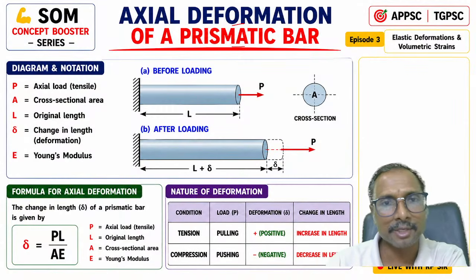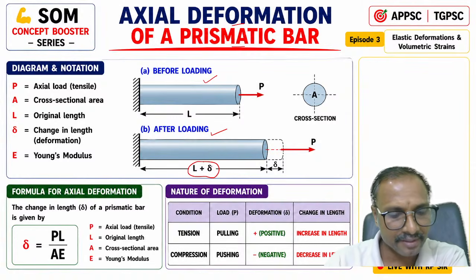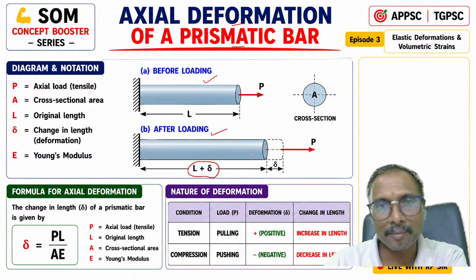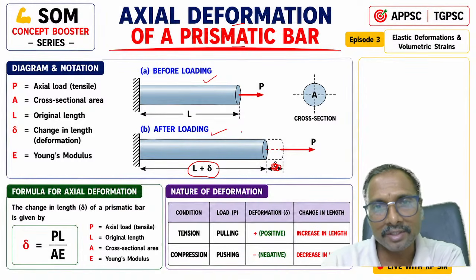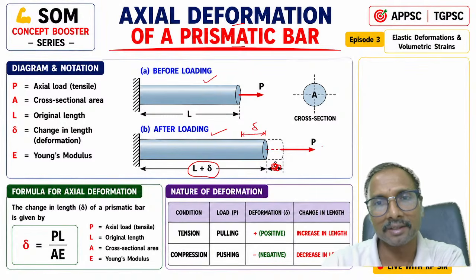Now axial deformations. So this is before loading applied and this is after loading applied, right? What happens, tell me? This is L plus delta. L becomes L plus delta, right? What is delta? This is the increase in the dimension, that is your delta, due to this tensile load applied.